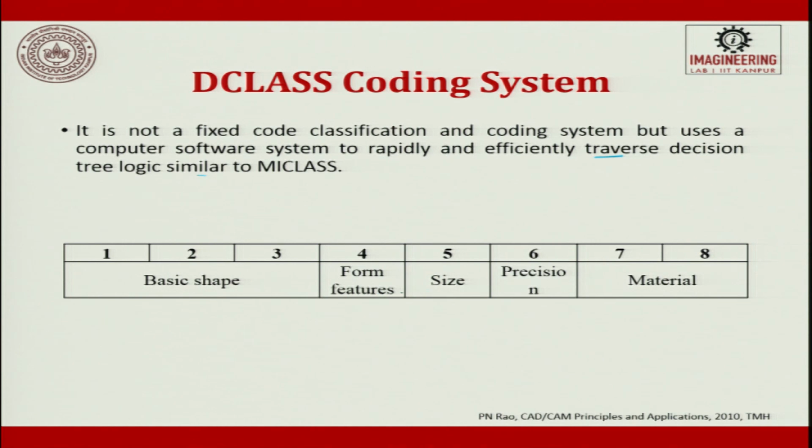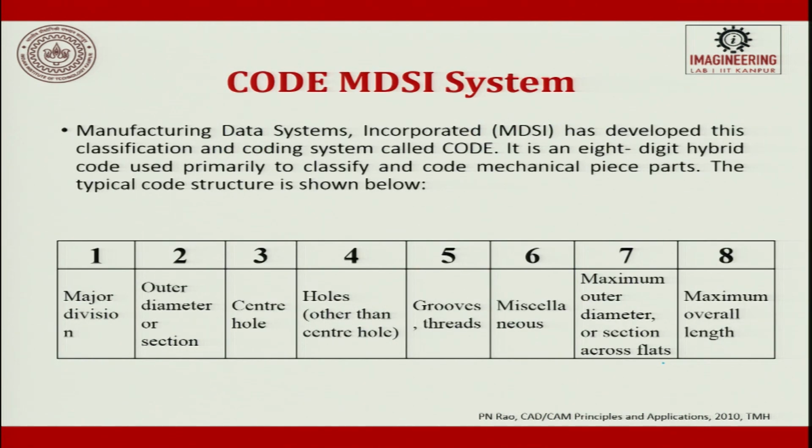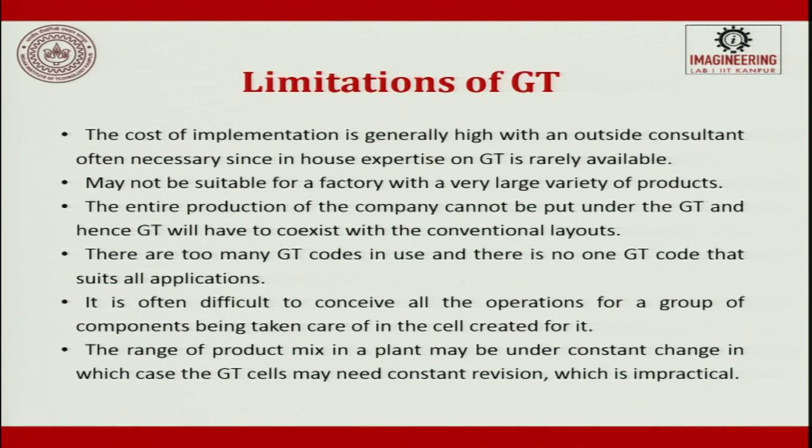So, we have basic shape, forms, size, precision and materials. So, it is 8 digits you have. Part coding by D class, you can say B round, then you can have 0 outer diameter, bore, then you can have form, size, precision and materials, stainless steel is used. So, MDSI is another system. MDSI is nothing but manufacturing data system developed by classification and coding, called CODE, which has 8 digits, hybrid coding using primary classification and secondary classification.